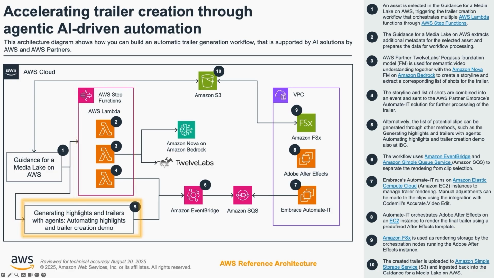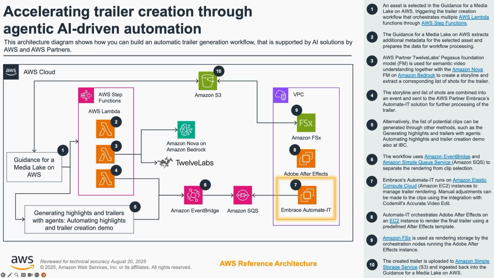An alternative way is also to use another system to generate the clips or find out the clips. Here, as an example, we are highlighting the Generating Highlights and Trailers with Agents, Automating Highlights and Trailer Creation demo. This is a demo that allows you to pre-select the clips with the help of an AI agent. But this can obviously also come from any other ways of pre-selecting the clips and then sending it out to further processing. For decoupling these two steps and combining potentially multiple systems, we're using Amazon EventBridge and Amazon SQS to decouple the previous clip selection from the following processing.